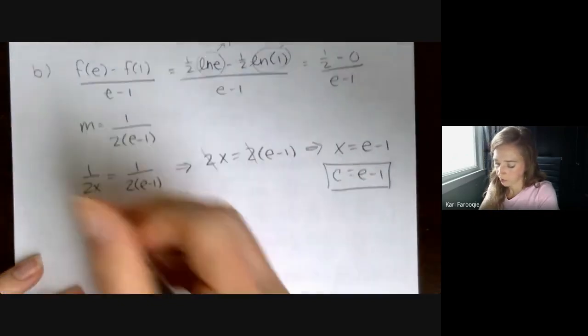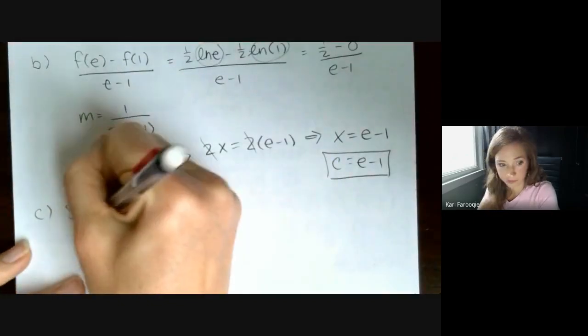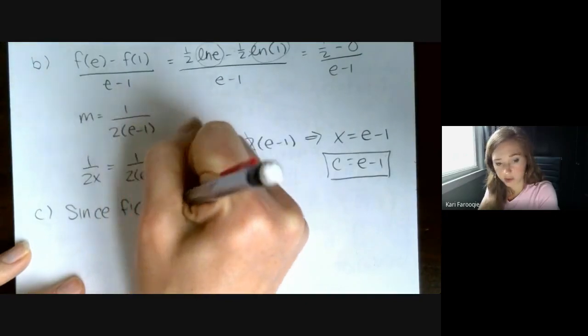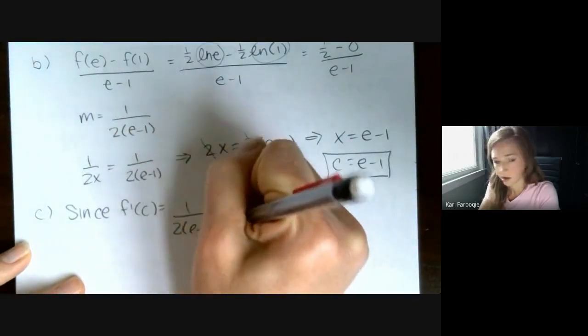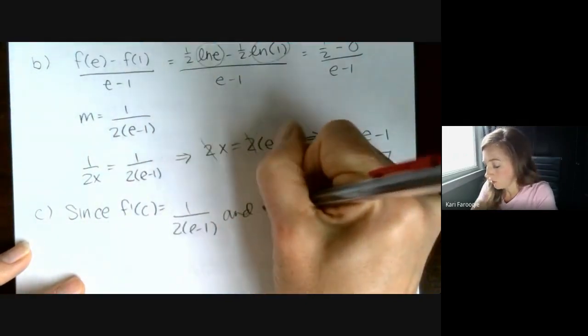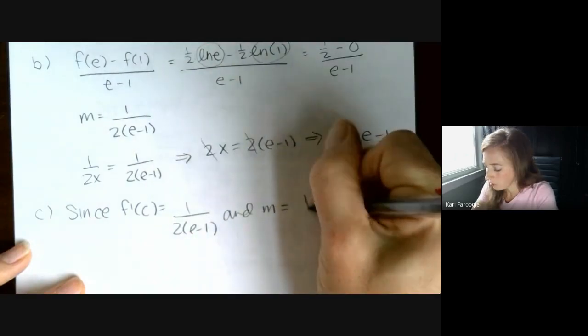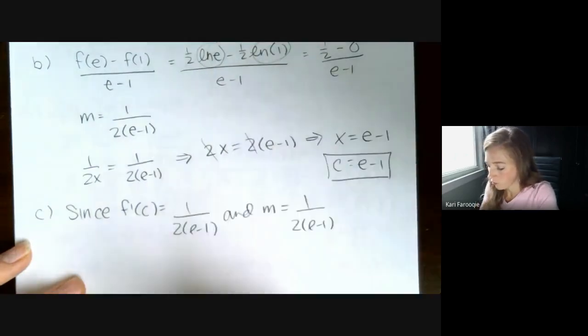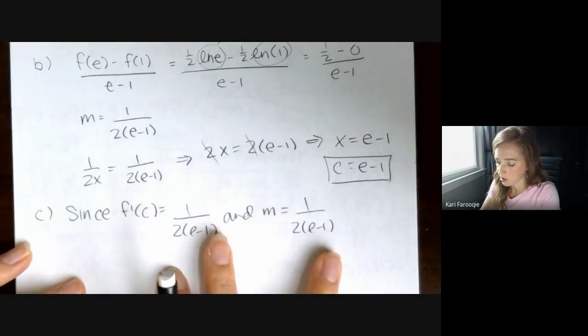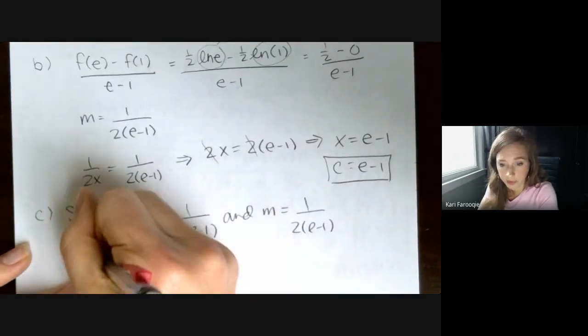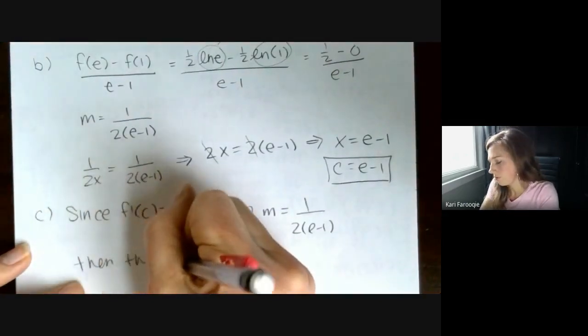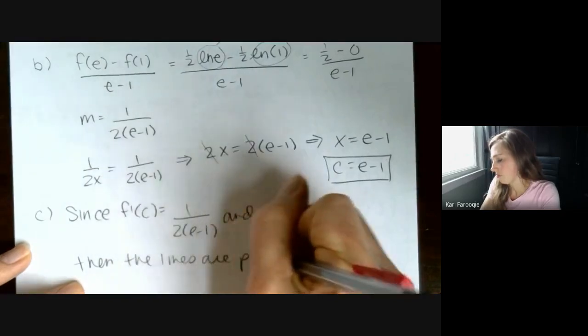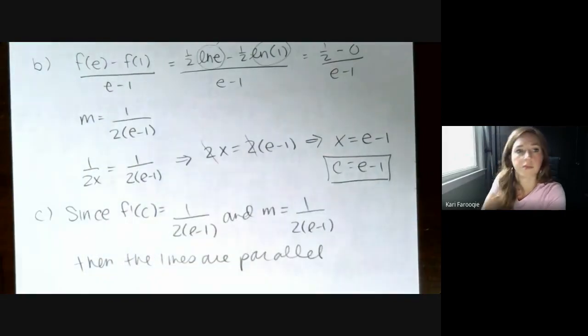So it's like, since f prime of C is 1 over twice E minus 1, and the slope, they wrote it out fully, is 1 over twice E minus 1, we just found both of these quantities. Then the lines are parallel. Something like that in short form.